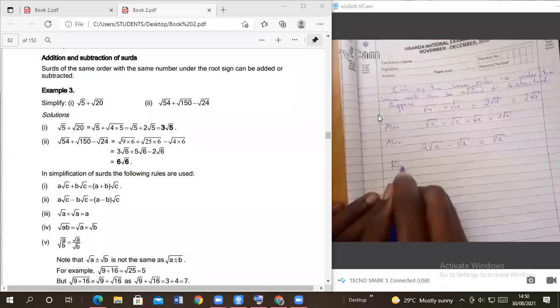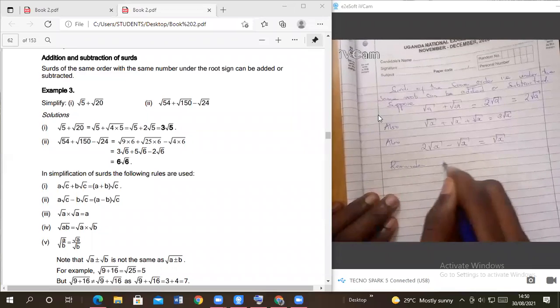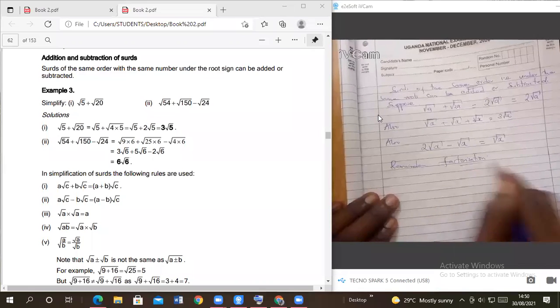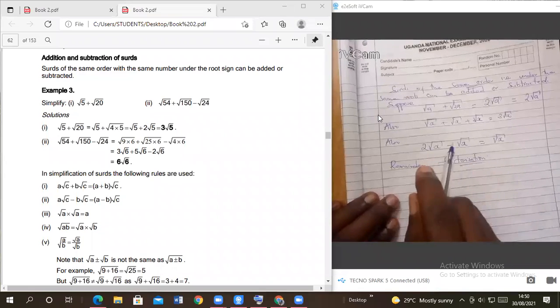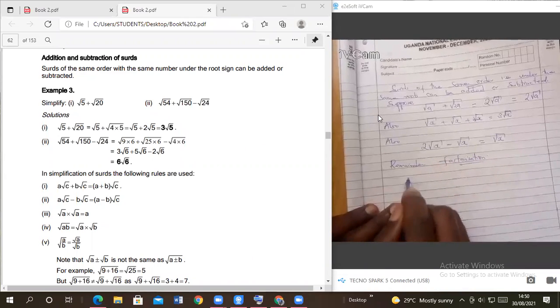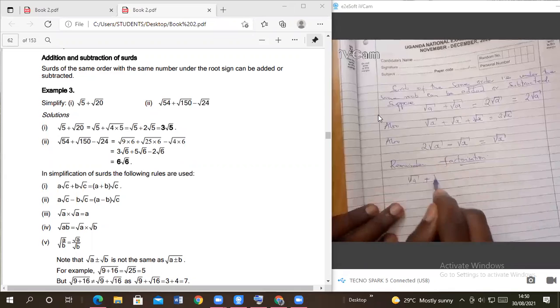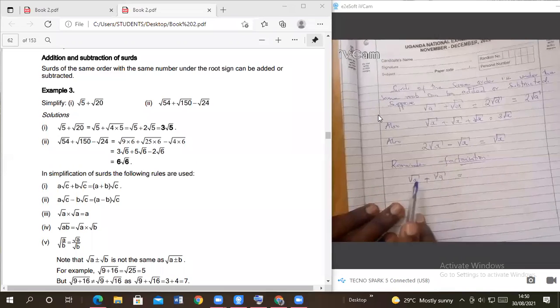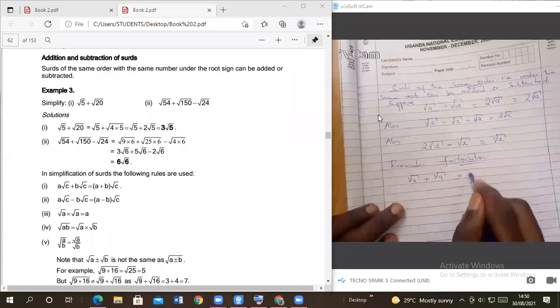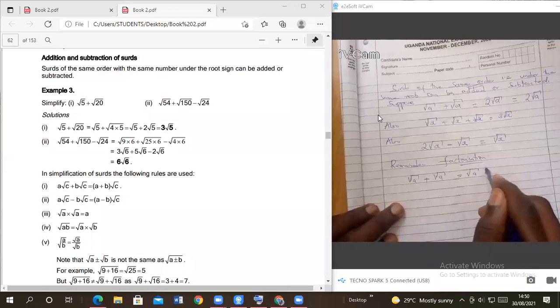You have to remember factorization. Do you remember factorization? If I have root of A plus root of A, what do you see is common here? Root of A is common, so I pull it out.